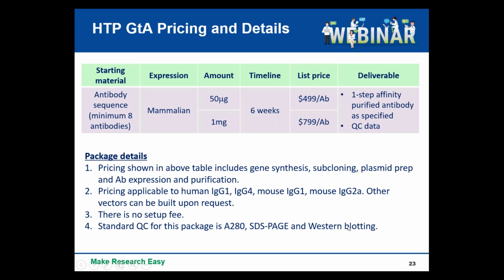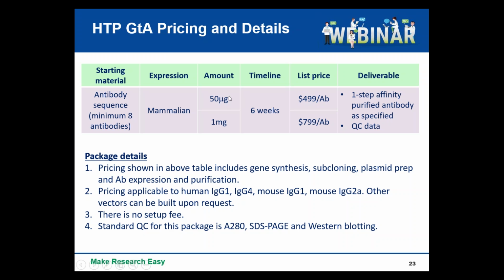So now with all that background, I just wanted to show you the pricing and some more details of a high throughput G2 antibody service. So the starting material, as I said, most often our customers begin with sequence. They give us the antibody sequence, and we do the gene synthesis, cloning, expression, purification. The minimum requirement is 8 antibodies. Obviously, if you have less than 8, we will accept your request, but we may not be able to order using this catalog price. We do the transient mammalian system using the high density platform.